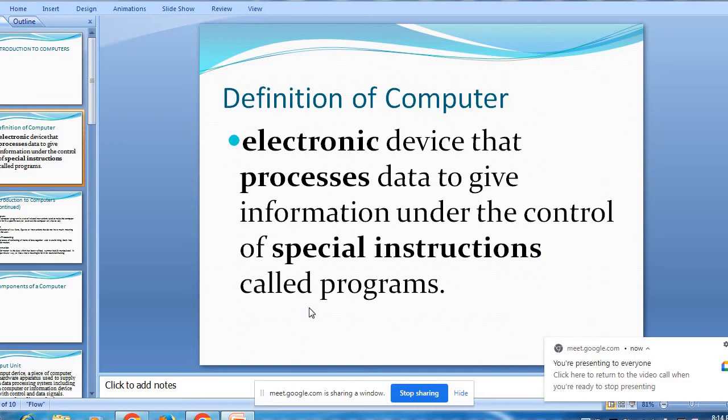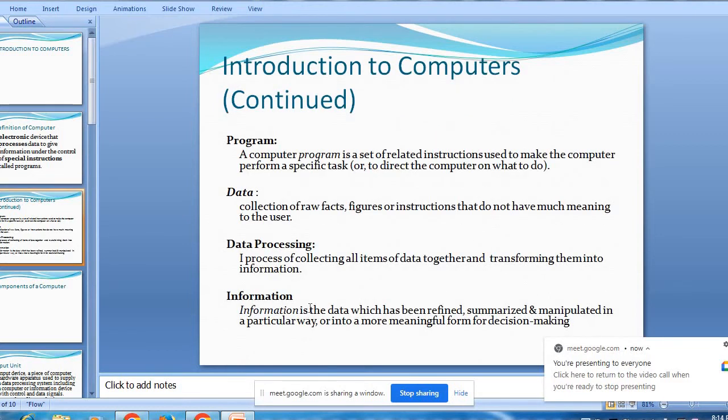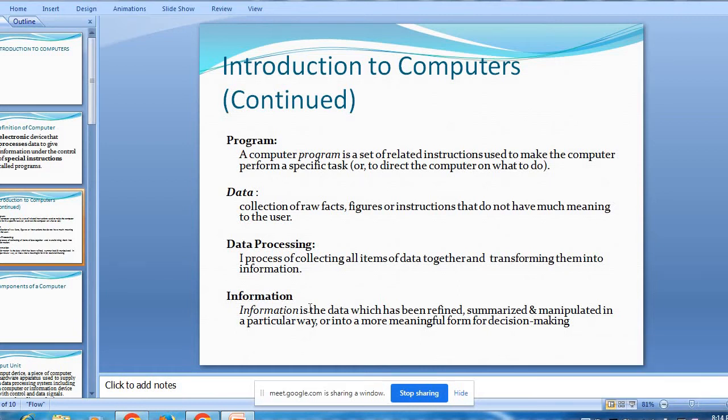All right. So that is actually the definition of a computer. That is an electronic device that processes data to give information under the control of special instructions called programs. So we have some other terms that are very important as far as a computer is concerned. Remember, in our definition, we mention such terms as program, data, processing, and information. A program is a set of instructions that tell the computer what to do and how to do it.